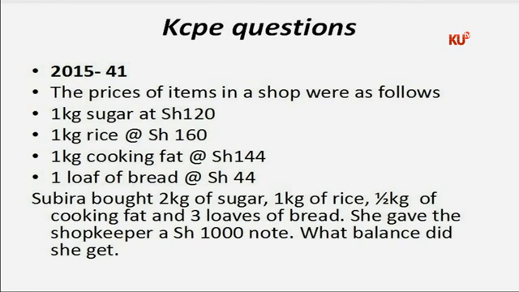The question reads, the prices of items in a shop were as follows. 1 kg of sugar at 120 shillings. 1 kg of rice at 160 shillings. 1 kg cooking fat at 144 shillings. 1 loaf of bread at 44 shillings. Subira bought 2 kgs of sugar, 1 kg of rice, a half kg of cooking fat, 3 loaves of bread. She gave the shopkeeper a 1,000 shillings note. What balance did she get?